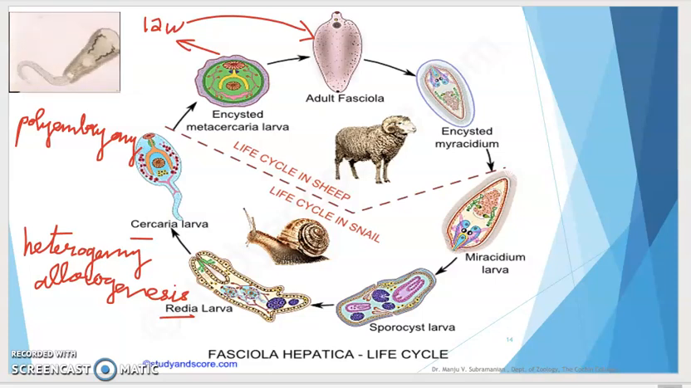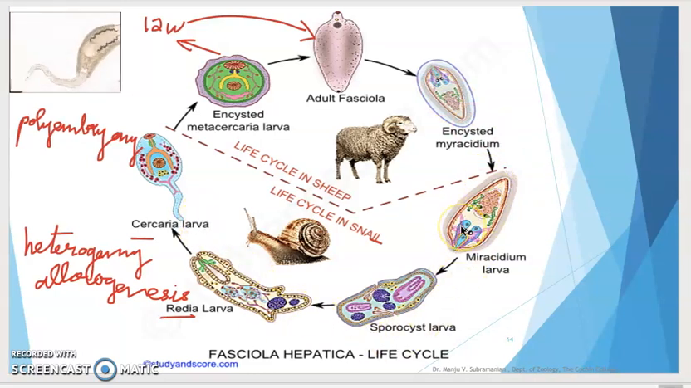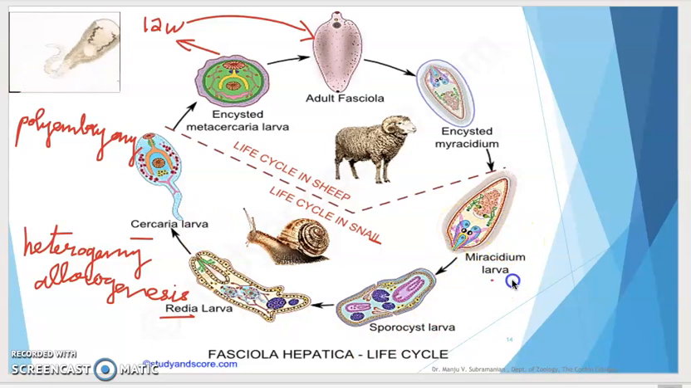For the summary, we can say that Fasciola is a digenetic parasite, that is, it has a primary host and a secondary host, that is a snail. It causes liver rot disease. They have an indirect mode of development with many larval stages. You can see these are the larval stages, and the miracidium is a free swimming larva which penetrates into the body of a snail.